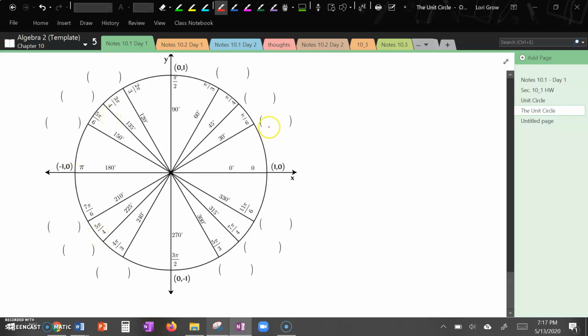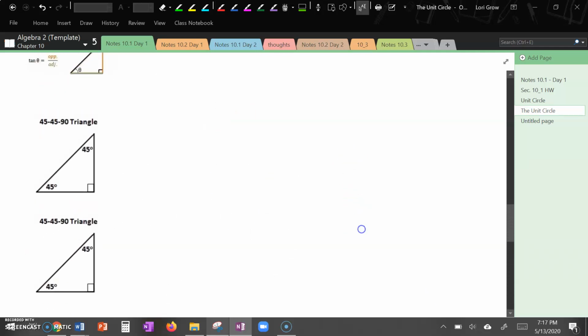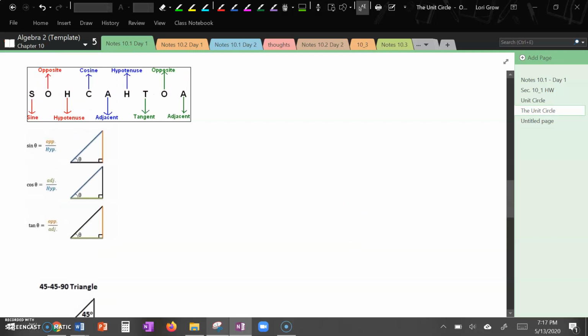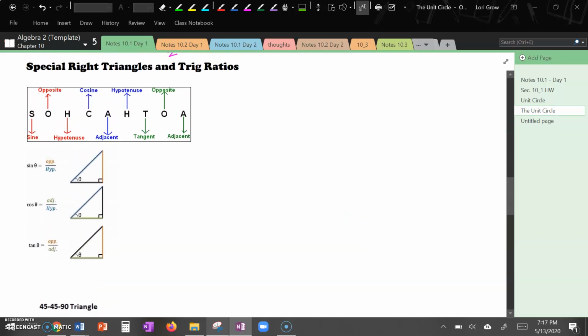But what we don't have are the coordinates of the points that get created by these angles on the outside of the unit circle. So in order to do this, what you have to do is rely on some knowledge that you learned in your previous geometry class. So first of all, you have to know about Sohcahtoa, sine, cosine, and tangent, and what those ratios mean.